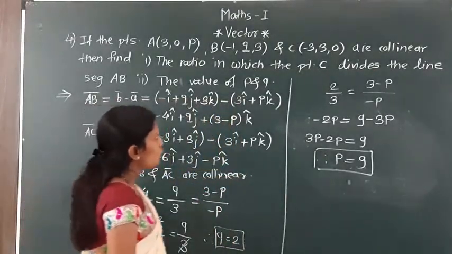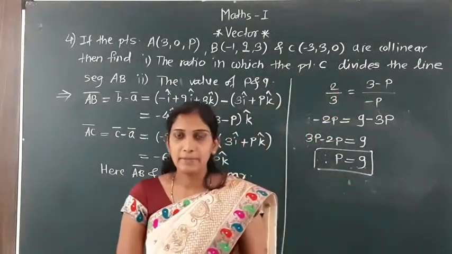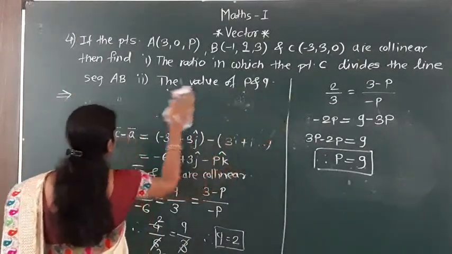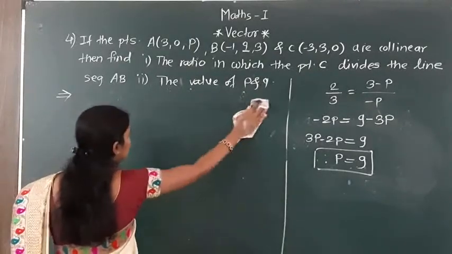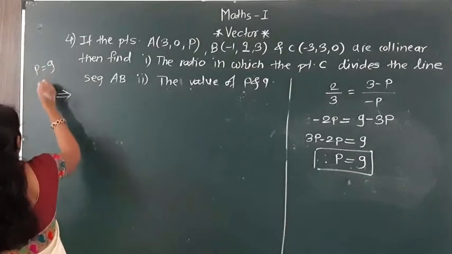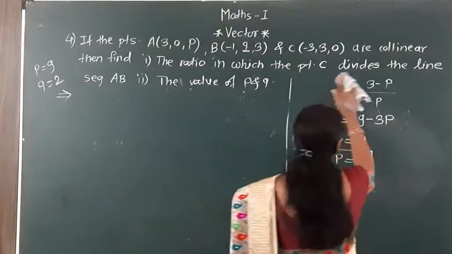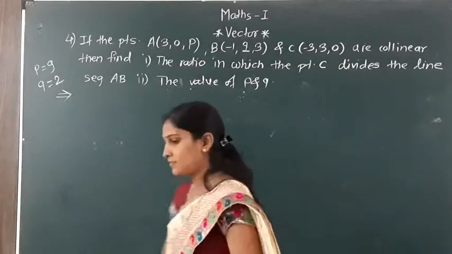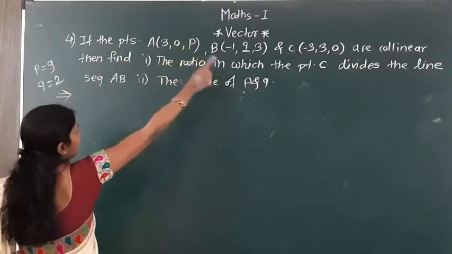Then now we have to find out the ratio in which C divides the line AB. Now in the first question, here p is equal to 9 and q is equal to 2.